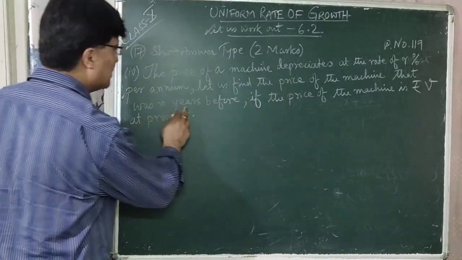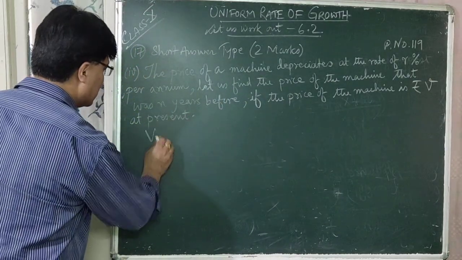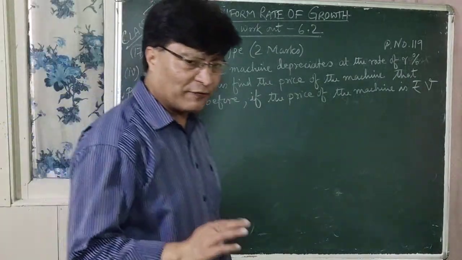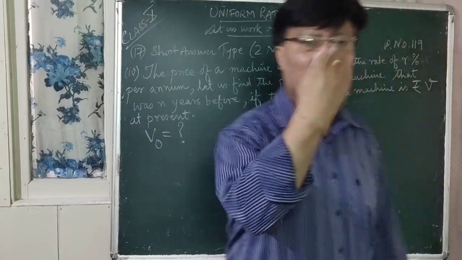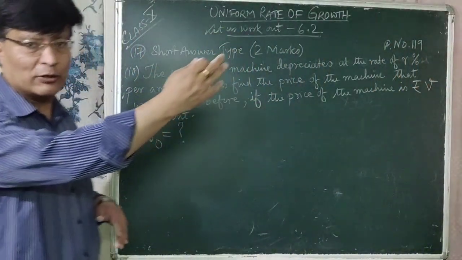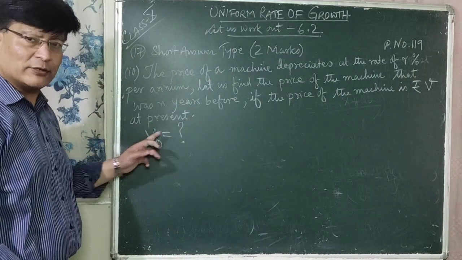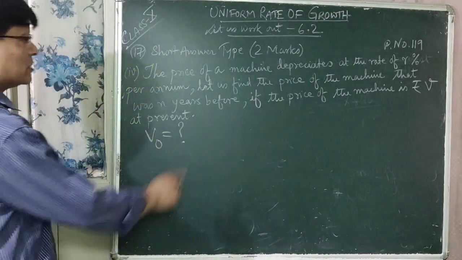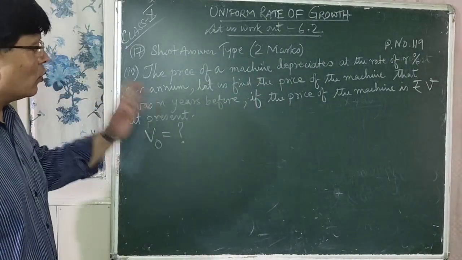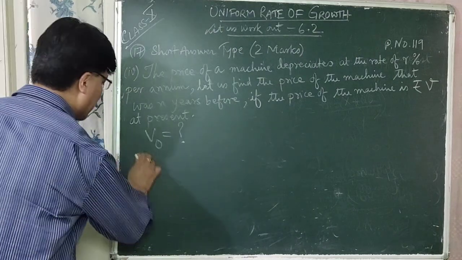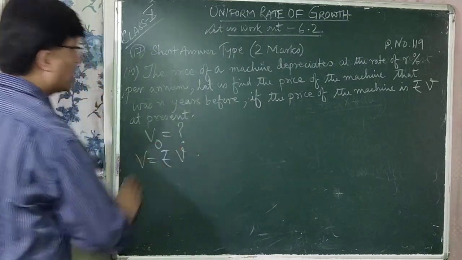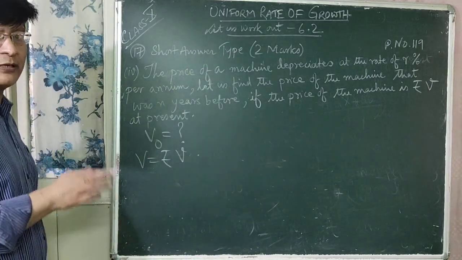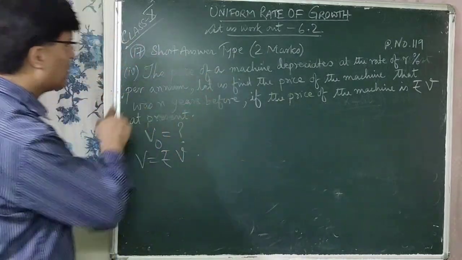So now you have to find out the price of the machine that was n years before. That means you should calculate the value for V0, that is, the initial value. That means you have to find out the price that was n years before, so we have to find the initial value, V0 is equal to question mark. Is that clear? So now in this case, what is the final value of the price? What is the price of the machine at present? It is rupees V. V is equal to rupees V, right? So what is the rate of decrease in the price of the machine? It is R percent per annum.